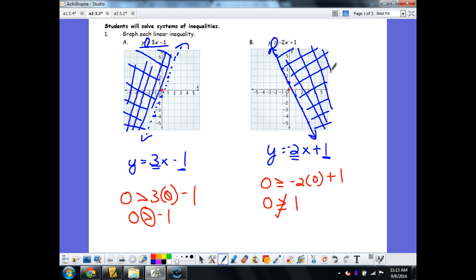And that was just a quick review of how to graph singular inequalities. In the next video, we are going to see how to graph systems of inequalities.